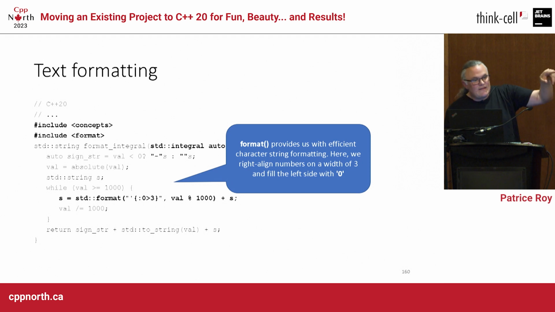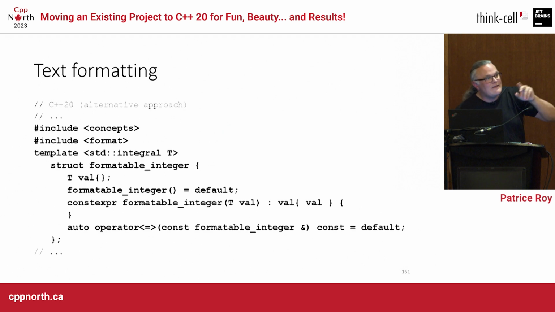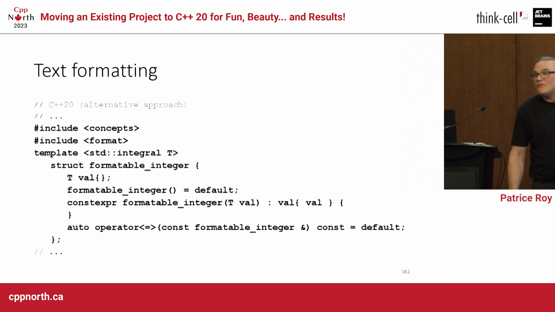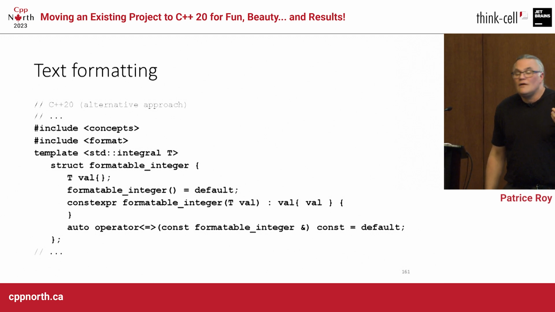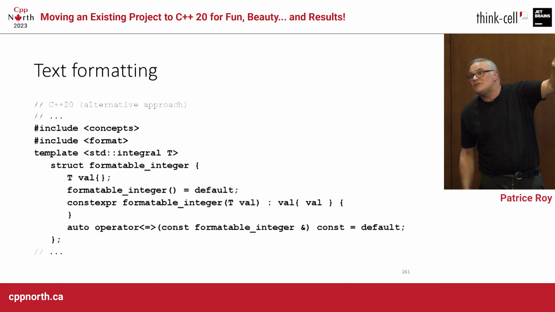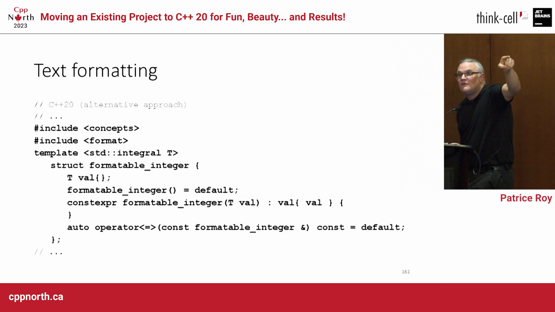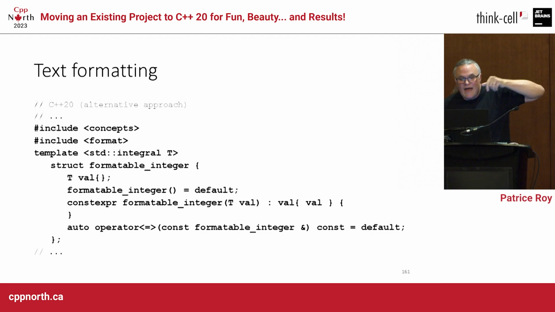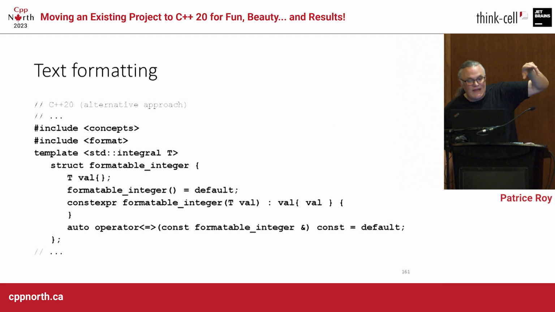If you don't like doing it this way, another way to do that is to write your own type. When I want to format an integer, I'm going to make a formattable integer out of it. In this case, I'm keeping the integer in there. I'm asking it to be an integer, as you can see, because it's a concept. So it only applies to integrals. And I wrote that spaceship thing there to make sure I can compare my formattable integers together.